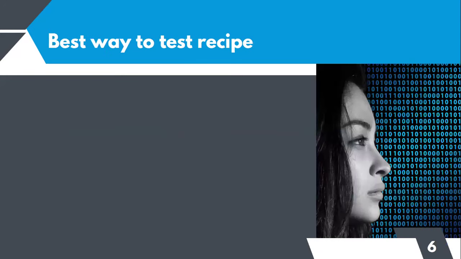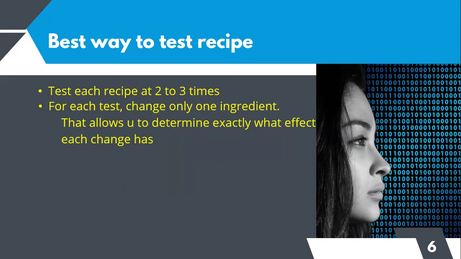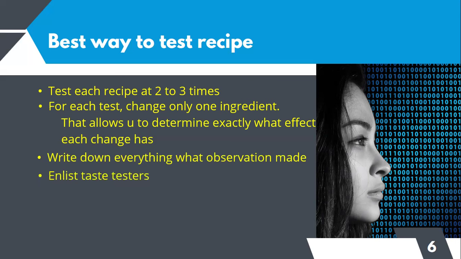Okay. The best way to test the recipe is, obviously, to test each recipe two or three times, to see whether it is meeting the end user requirements or not. For each test, change only one ingredient, which allows you to determine exactly what effect the change has. Then write down everything, whatever observations you have made after you change a particular ingredient. Then analyze the taste with a tester. The testers check after changing certain things whether any changes were made, and whether the expected fulfillment was reached or not. All of this is tested by the testers. Okay.